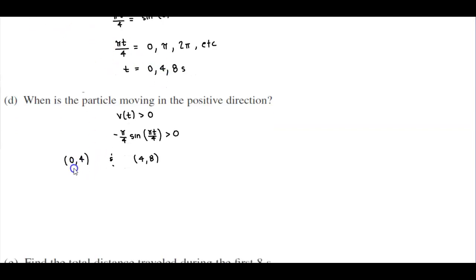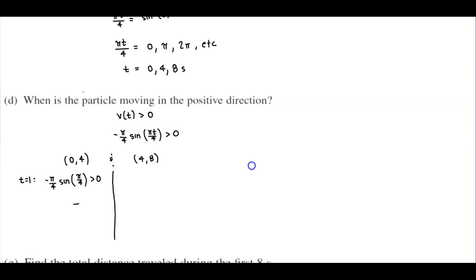Okay, so we can plug a value in this interval into that inequality to see whether it's going to be positive or negative. So if we plug in, let's say 1, so if we have negative pi over 4 times the sine, and we let t equal 1 and plug that in, then we're going to get the sine of pi over 4, and is that greater than 0? Well, that's false because this is going to be negative, and so therefore this is negative in that interval.